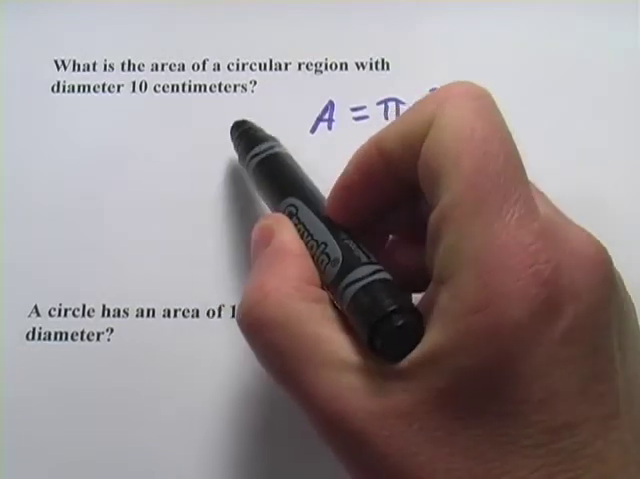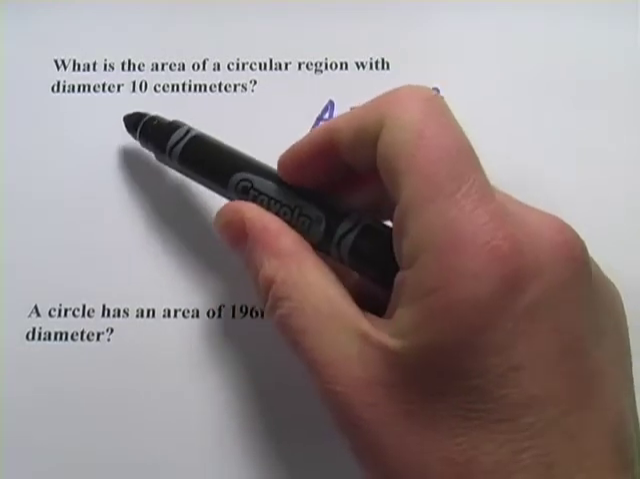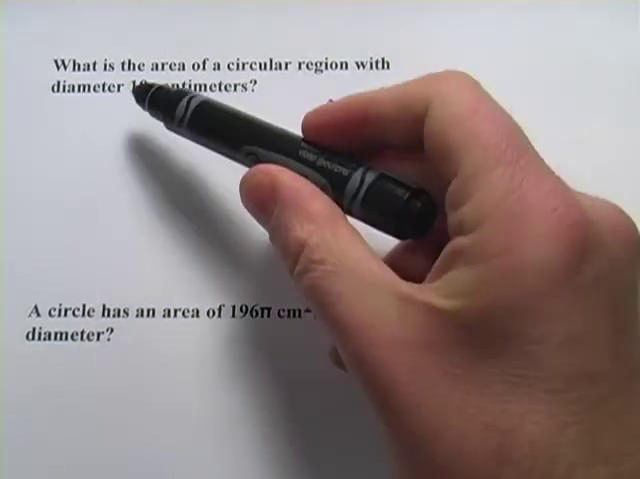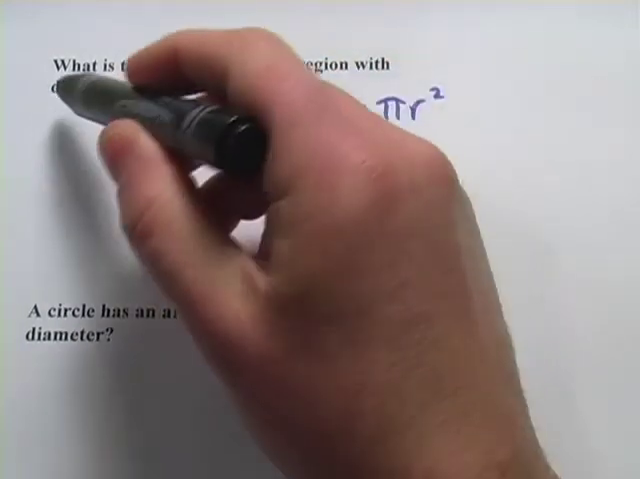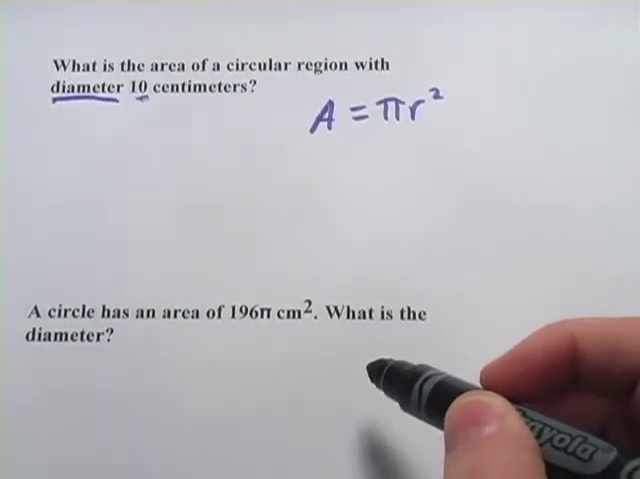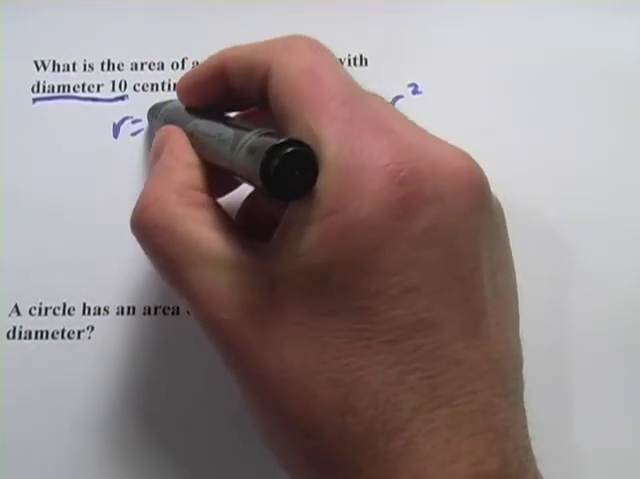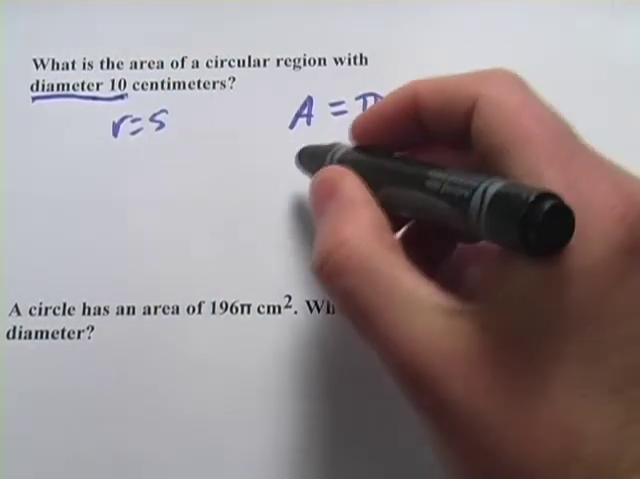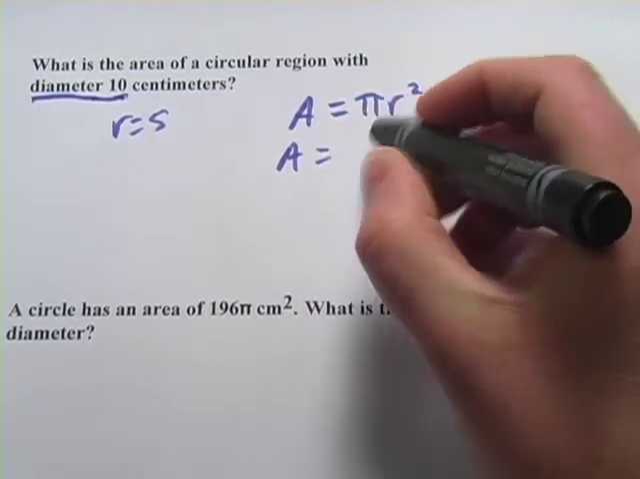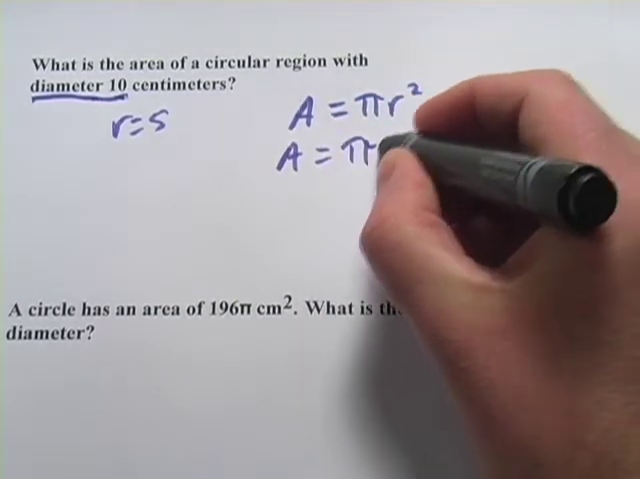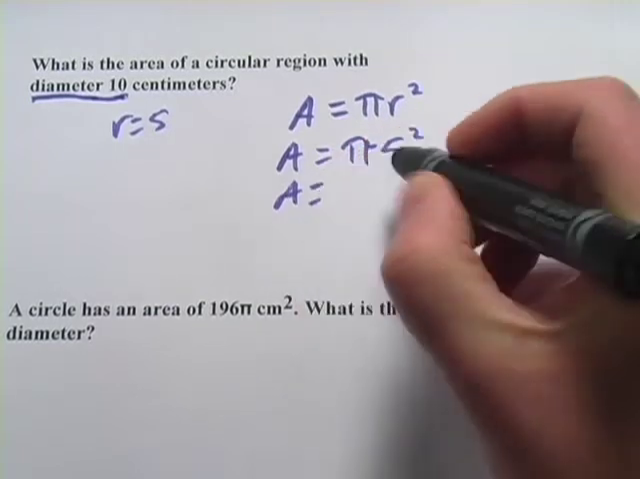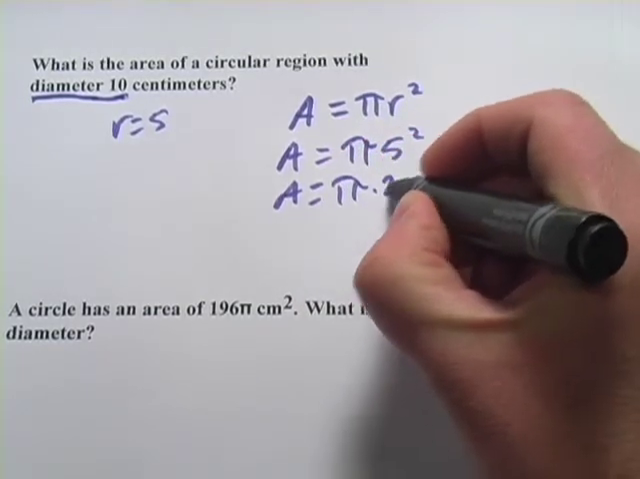It says, what is the area of a circular region with a diameter of 10 centimeters? Now, don't go rushing to plug the 10 in for r. They said diameter here. And we know that the radius is half the diameter. So if the diameter equals 10, then the radius equals 5. Now we can go ahead and calculate this. We've got the area equals pi times 5 squared. That is area equals pi times 25.